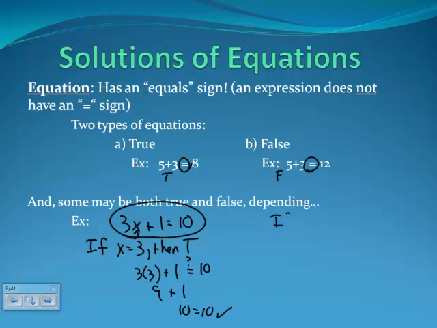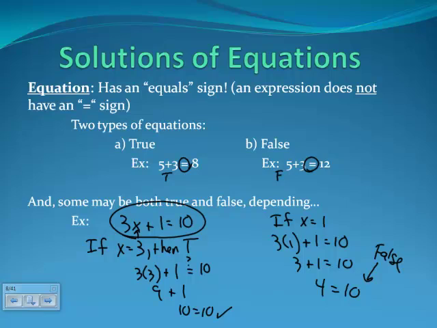However, if I said to you x was equal to 1, then if you took the equation and put 1 in for your x, you'd get this equation: 3 times 1 plus 1 equals 10. 3 times 1 is 3, plus 1 equals 10. 3 plus 1 is 4, and 4 is not equal to 10. So in this case, you would agree with me that this is a false equation. The two sides are not equal.